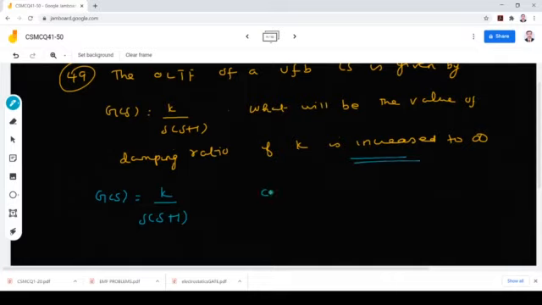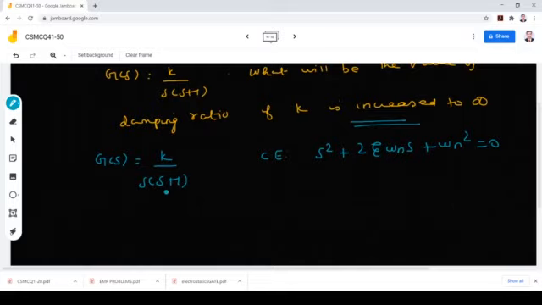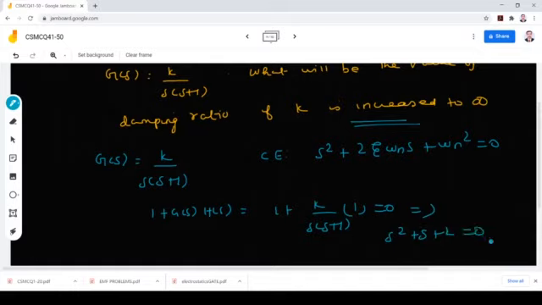So first we need a characteristic equation, that is the denominator. So s squared plus 2 zeta omega n s plus omega n squared is equal to 0. That's what I need. Right? So first we find the characteristic equation. The characteristic equation is given by 1 plus G of s into H of s. So that will give 1 plus k by s into (s plus 1) into 1, because H of s is 1, equal to 0. This will give s squared plus s plus k is equal to 0.